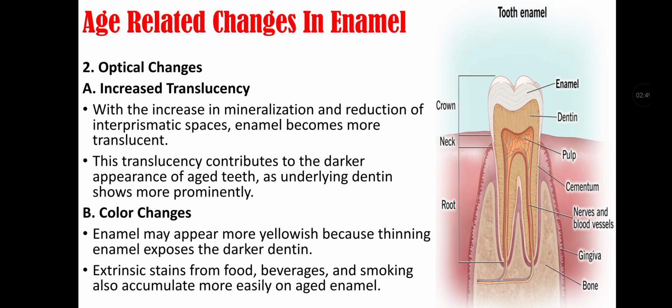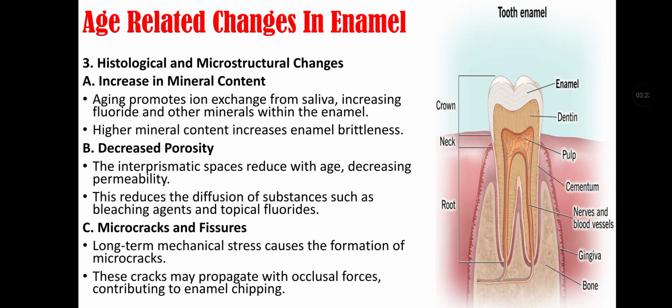The second age-related change is optical changes, which include increased translucency and color changes. Increased translucency occurs with the increase in mineralization and reduction of interprismatic spaces, and enamel becomes more translucent as a result. This translucency contributes to the darker appearance of aged teeth as the underlying dentine shows more prominently. Then there are color changes, as enamel may appear more yellowish because thinning of enamel exposes the darker dentine. Extrinsic stain from food, beverages, and smoking also accumulates more easily on aged enamel.